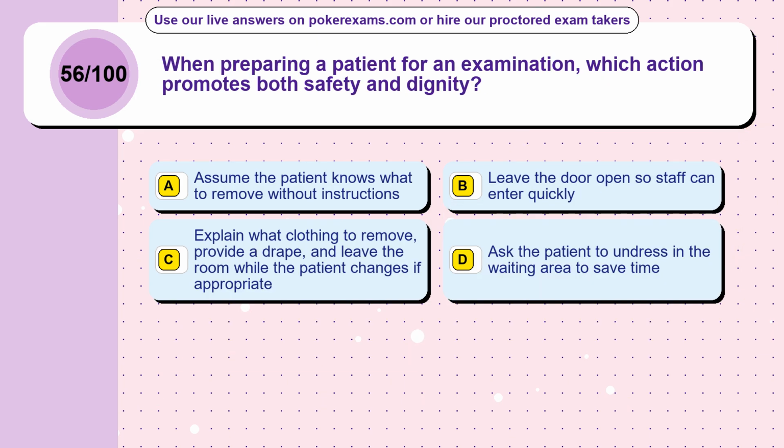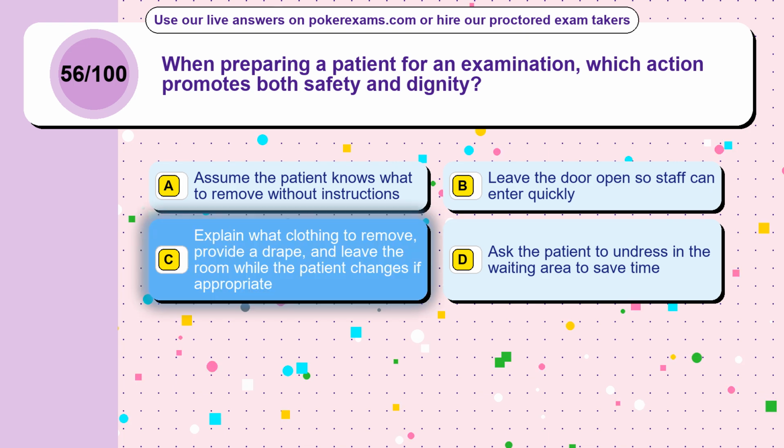Question 56. When preparing a patient for an examination, which action promotes both safety and dignity? Option A. Assume the patient knows what to remove without instructions. Option B. Leave the door open so staff can enter quickly. Option C. Explain what clothing to remove, provide a drape, and leave the room while the patient changes if appropriate. Option D. Ask the patient to undress in the waiting area to save time.